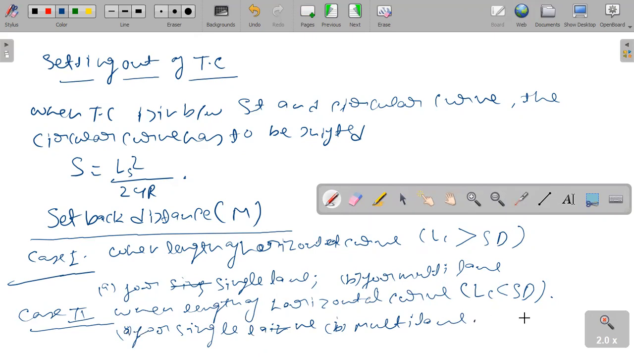Okay, we'll discuss it tomorrow, or in our next session, which is obviously part 4, which will be our last session, hopefully, where we will discuss setback distance, vertical curves, summit curve, vertical sag curve, which will be our last topic.